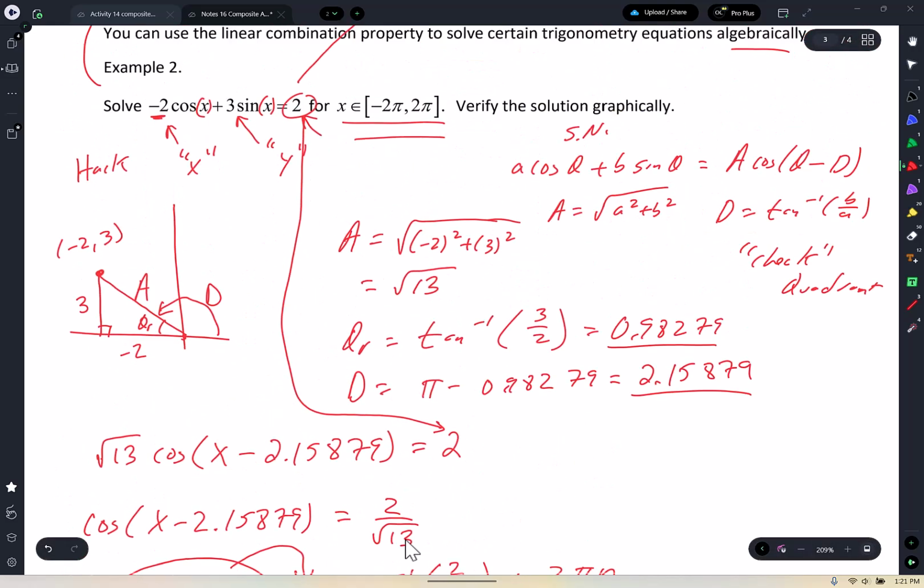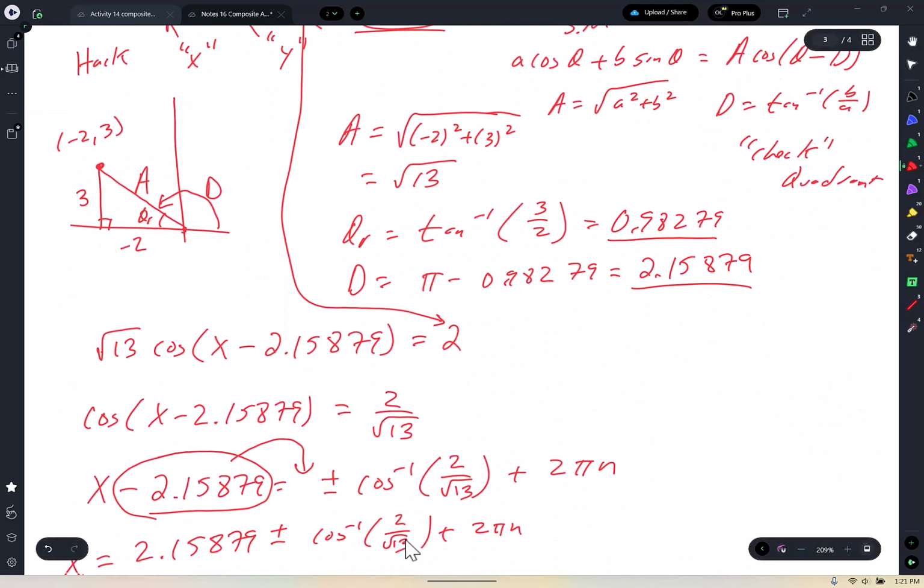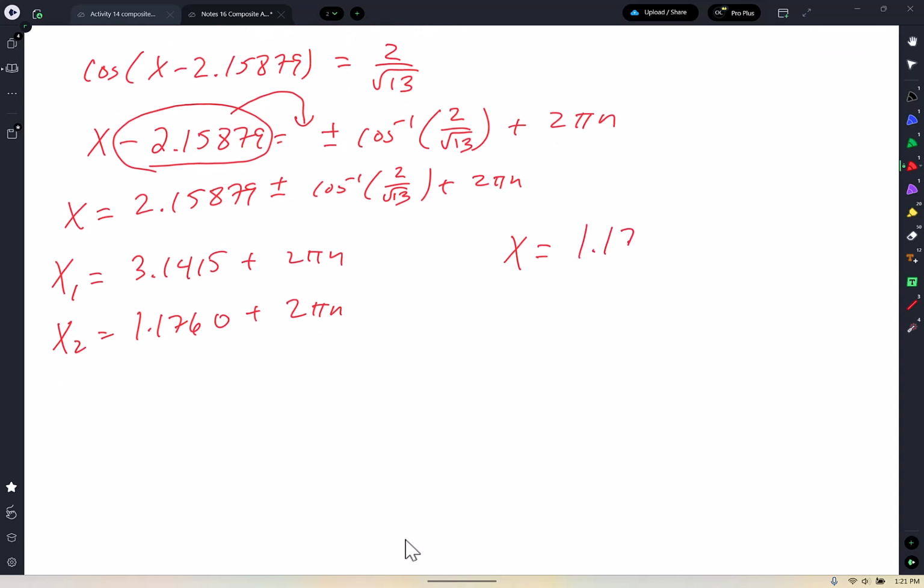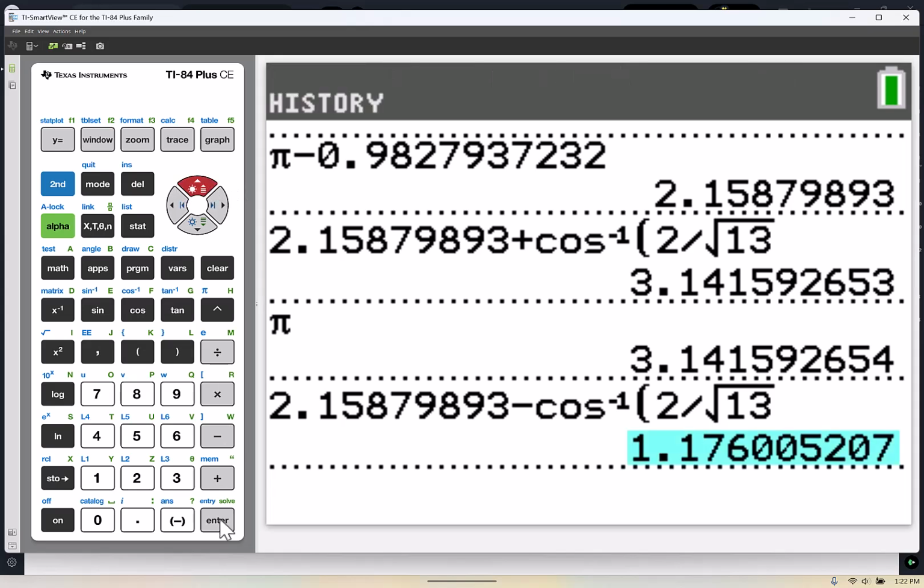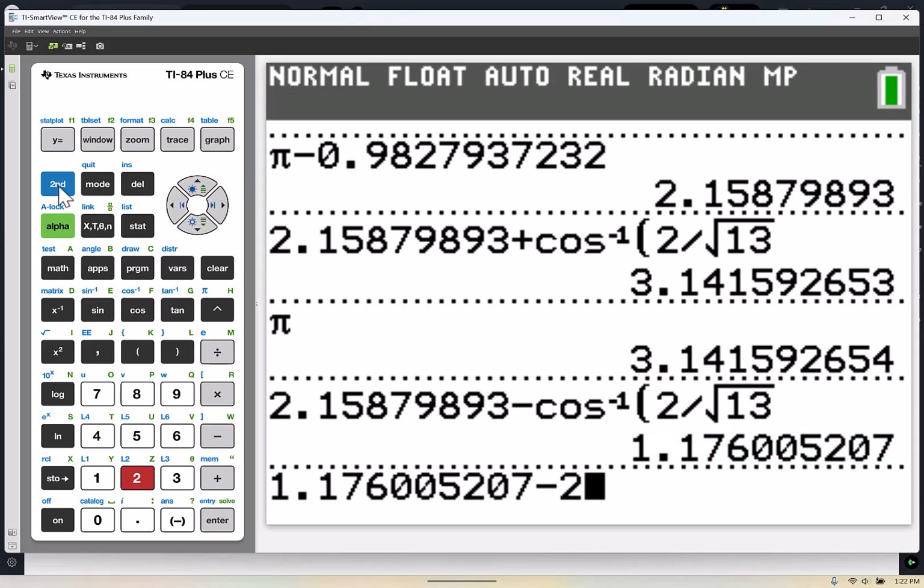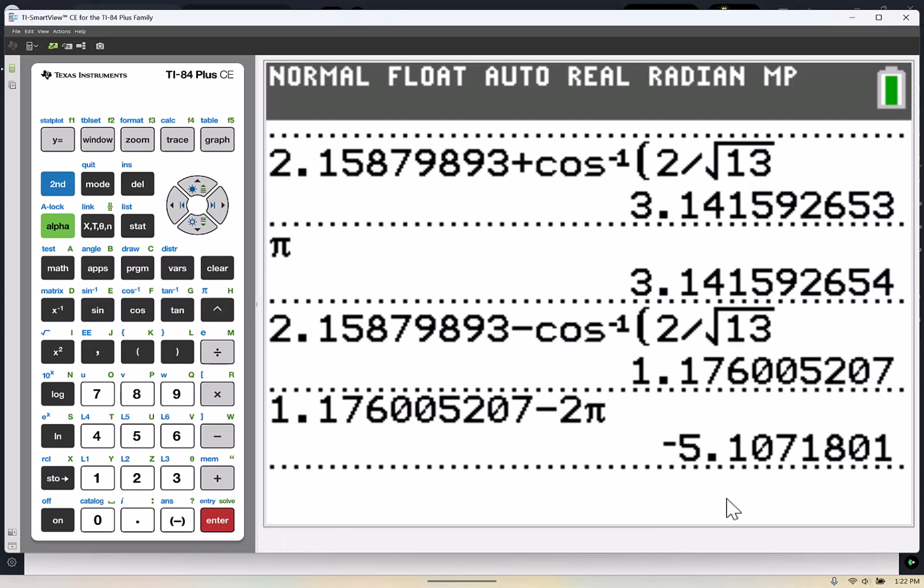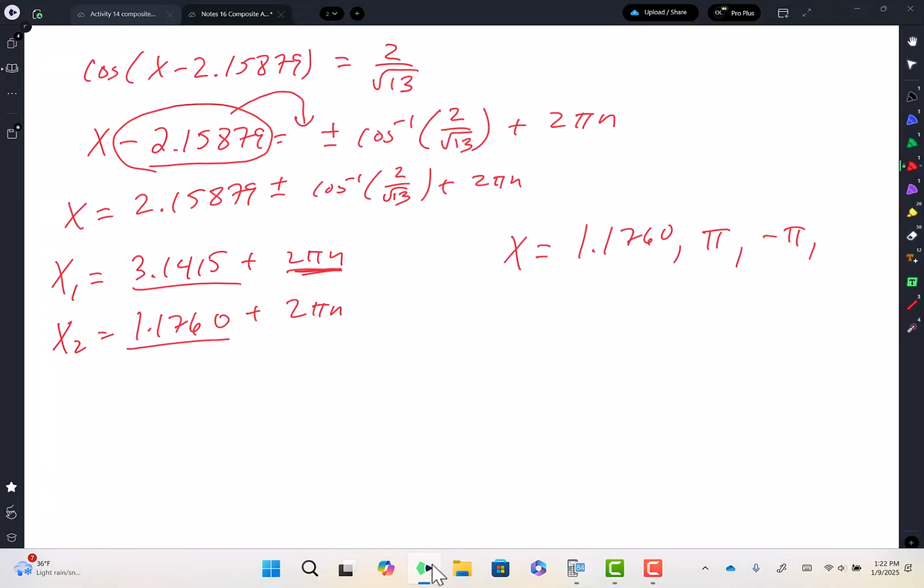We're just getting all the answers between negative 2 pi and 2 pi. One answer is 1.1760. Another answer is pi. Can I just write pi? And that's it, because I can't add 2 pi. But we can go backwards. Another answer, if I take pi and I subtract 2 pi, negative pi. And whatever that minus 2 pi is. So let me take my calculator and scroll up. This one, minus 2 pi, because remember the domain was between negative 2 pi and 2 pi. Negative 5.107. Negative 5.107. And those are my 4 answers, guys.